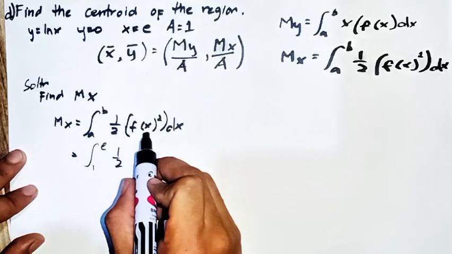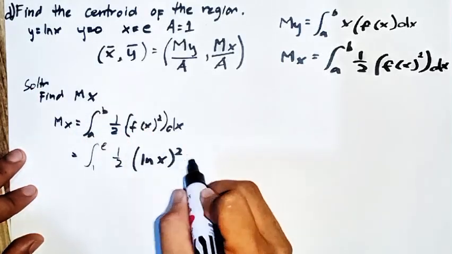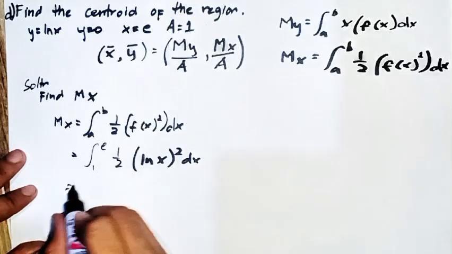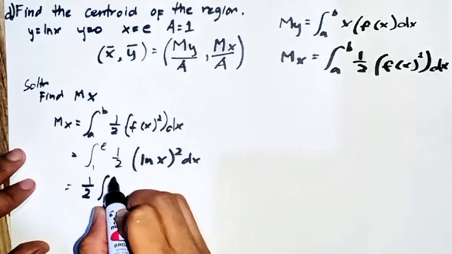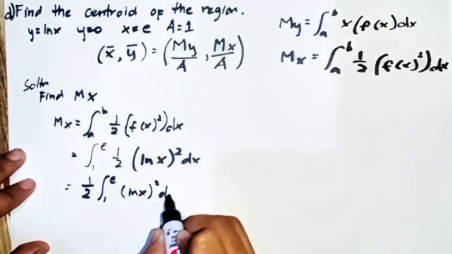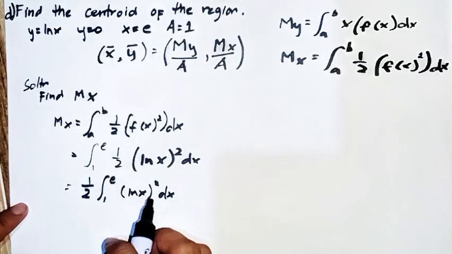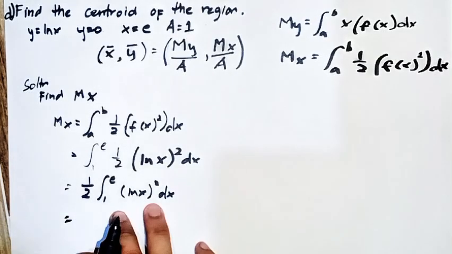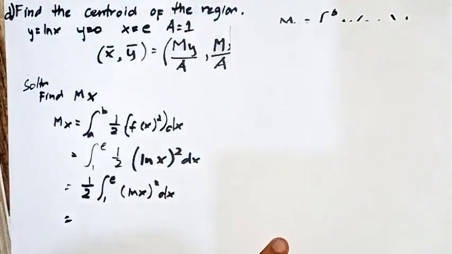Since our f of x here is ln x, we have (ln x)^2 dx. Let's put the constant 1/2 outside the integral, so 1/2 integral from 1 to e of (ln x)^2 dx. So let's integrate (ln x)^2. To find the integral, let's use integration by parts again, on another paper.